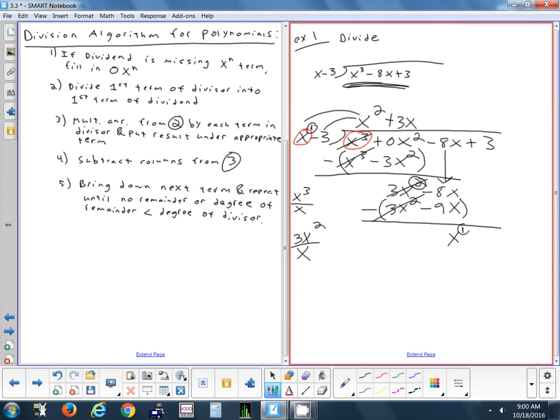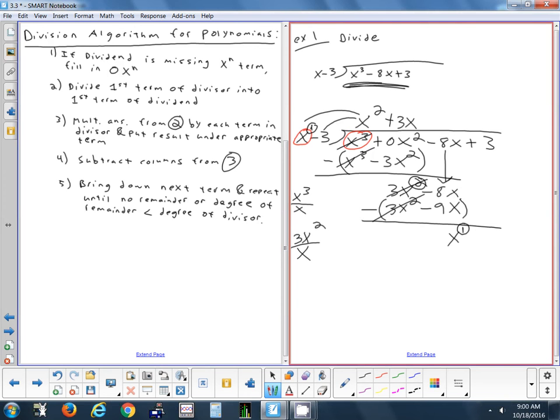So now the degree of my divisor and the degree of my dividend are the same. Okay, we have to go one more step, and then this is the last step. And then the degree will finally be smaller, the degree of my remainder.